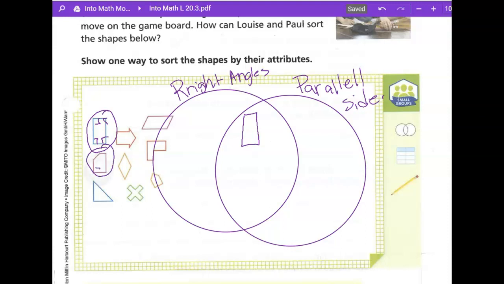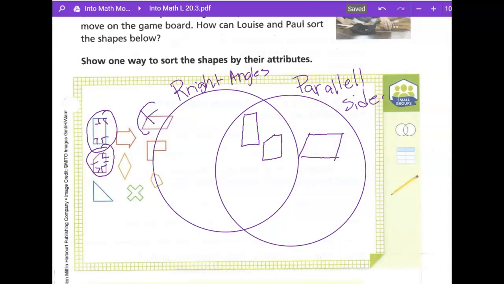Then let's look at this shape. Does it have some right angles? Yes, it has 3 right angles. Does it have some sides that are parallel? These 2 sides are parallel. So we're going to put that shape, whoops, let's try that one again, in the circle. Okay, then let's look at this. This is a parallelogram. It does not have any right angles, so we're going to draw it over here in the parallel, the one that has parallel sides.